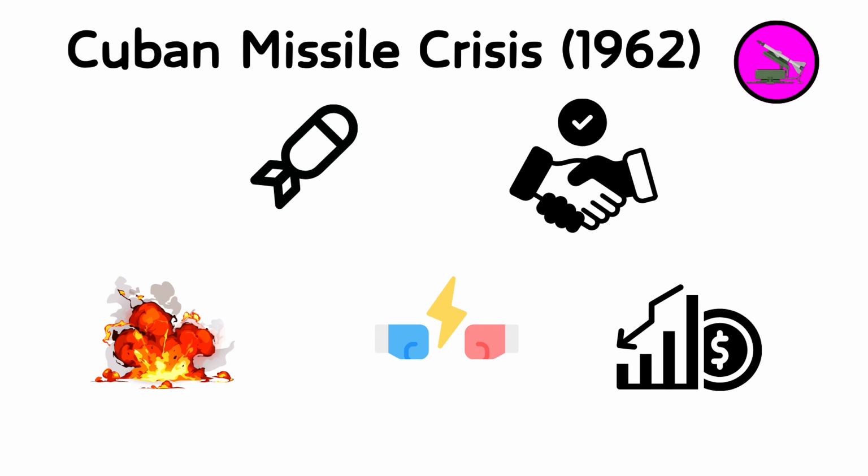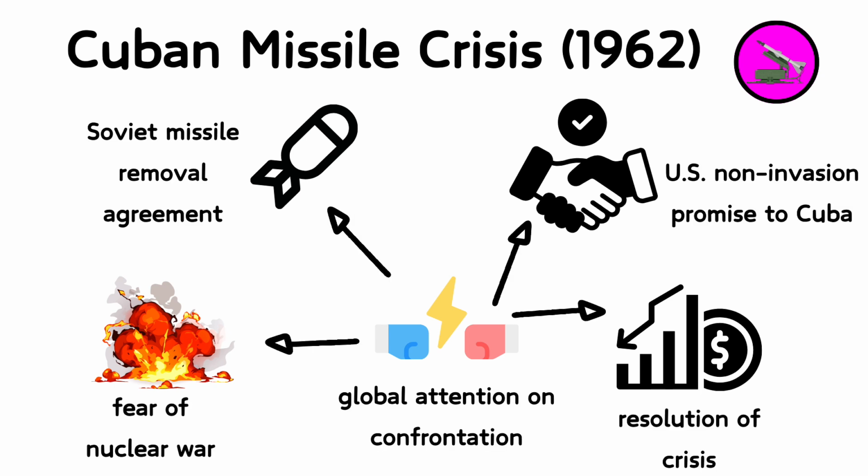The world watched as the two nuclear-armed superpowers confronted each other, bringing fears of a possible nuclear war. Thankfully, the crisis ended when the Soviet Union agreed to remove the missiles in exchange for the U.S. promising not to invade Cuba and secretly agreeing to remove American missiles from Turkey.